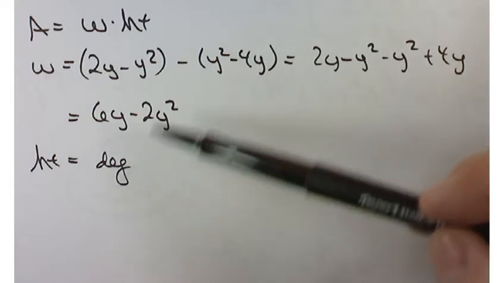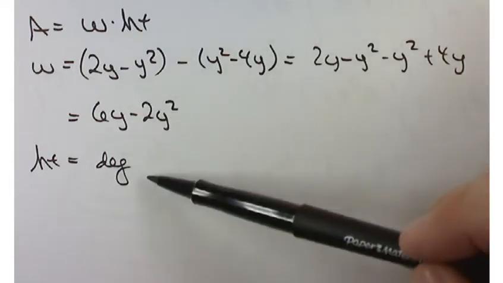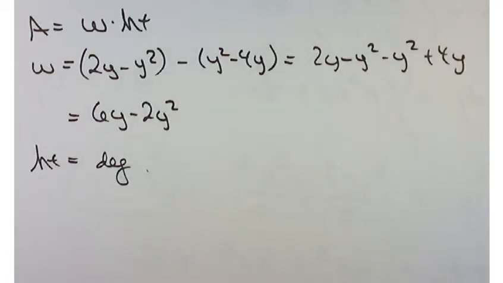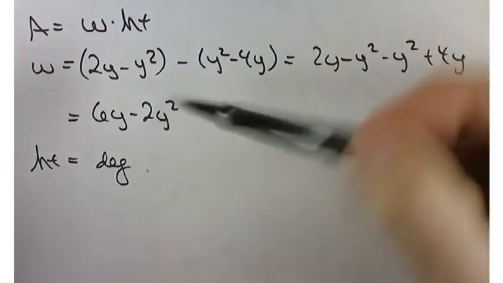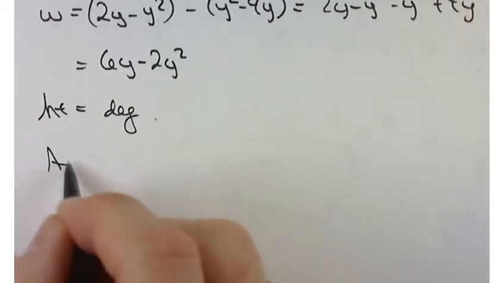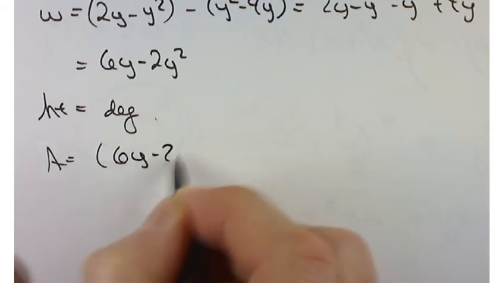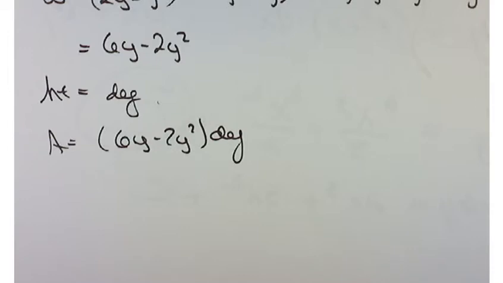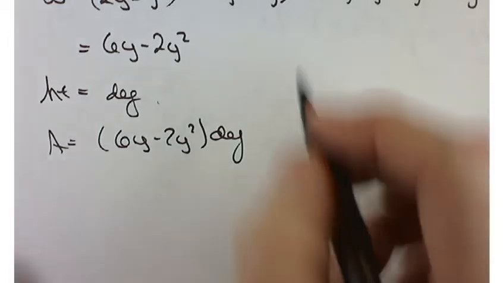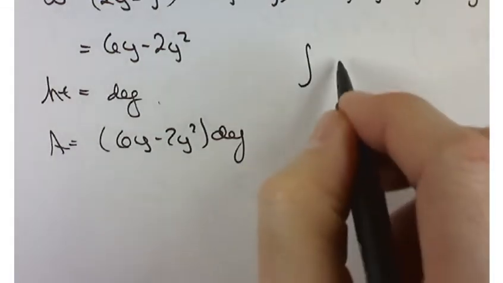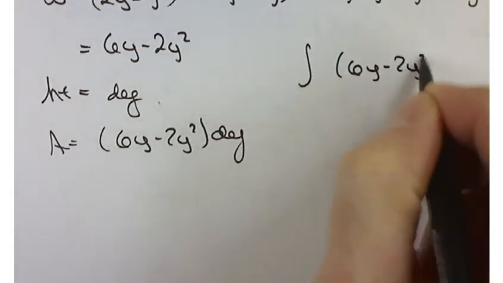What's nice is that these two things go together. You've got everything defined in terms of y. You shouldn't have things mixed up. You shouldn't have a dx slice with variables in y or a dy slice with variables in x. These should match. So overall, the area of that one slice is 6y minus 2y squared dy. Let's find the integral now. So that's going to be the integral of 6y minus 2y squared dy.